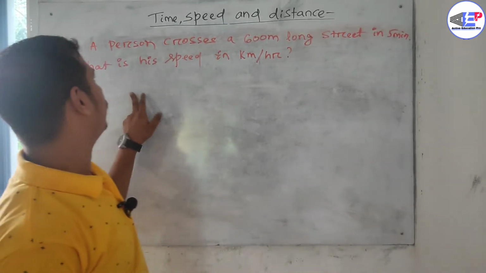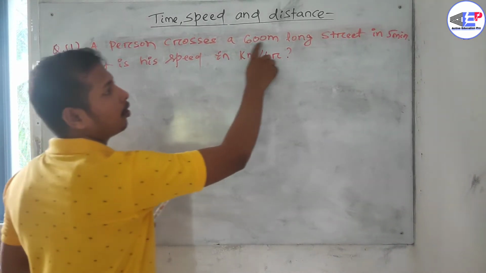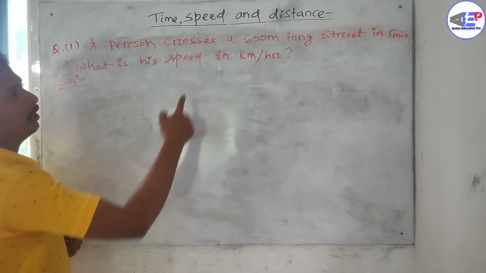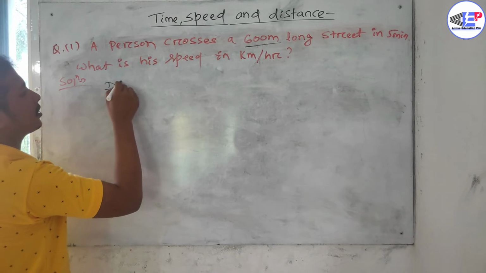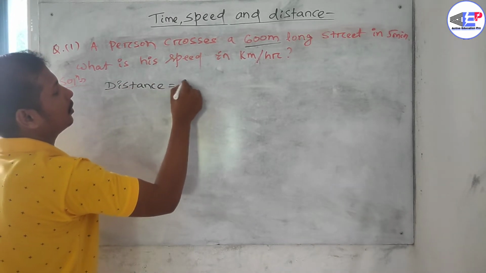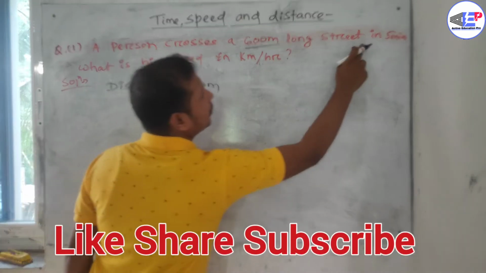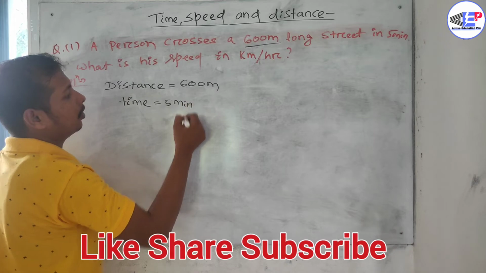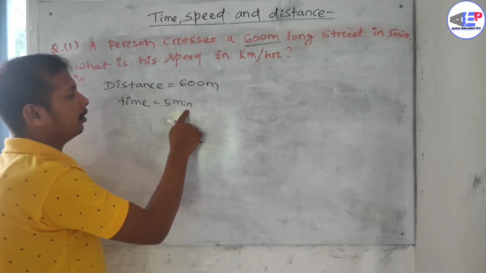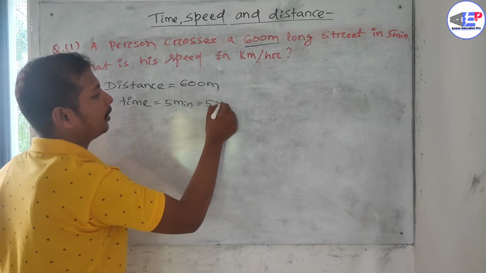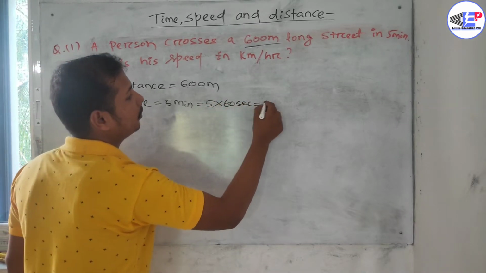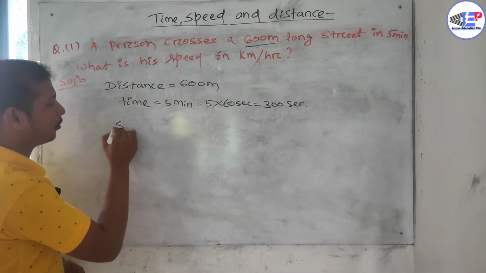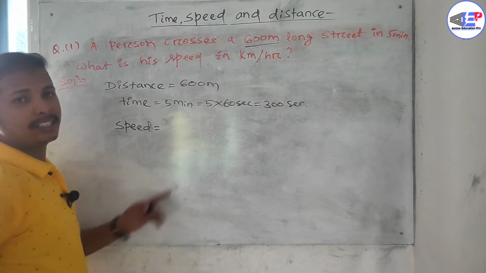Here the question is given that a person crosses a 600 meter long street in 5 minutes. What is his speed in kilometer per hour? So here distance is 600 meter and time is 5 minutes. We have to convert the time from minute to second. So we have to multiply it with 60. So it will give 300 seconds. We know that the formula for speed is distance by time.